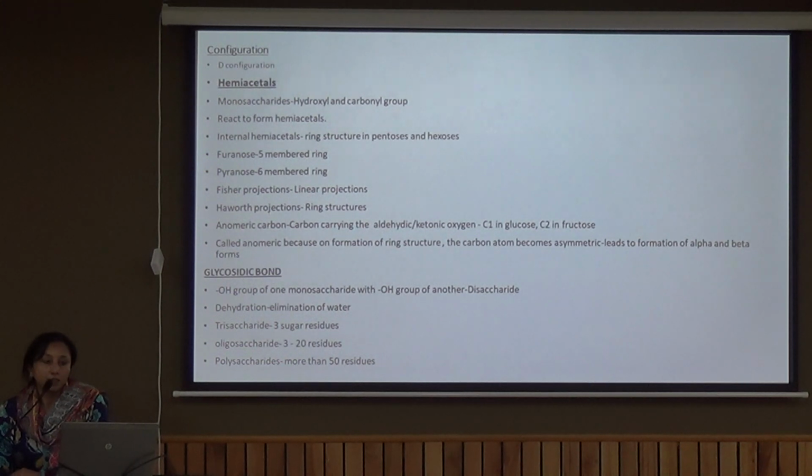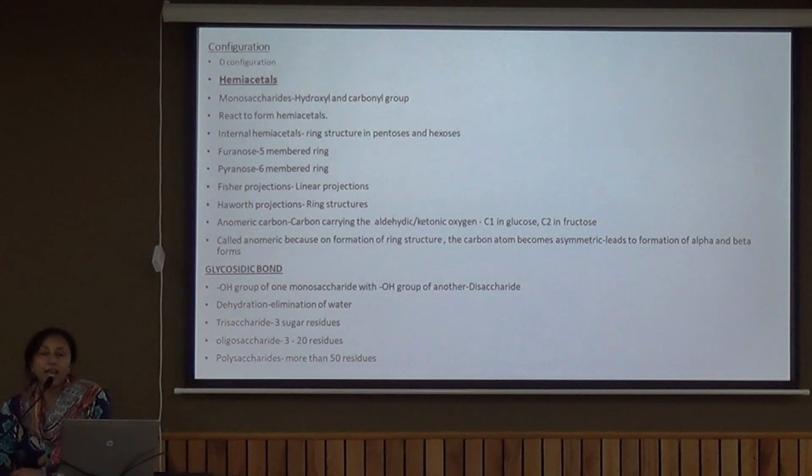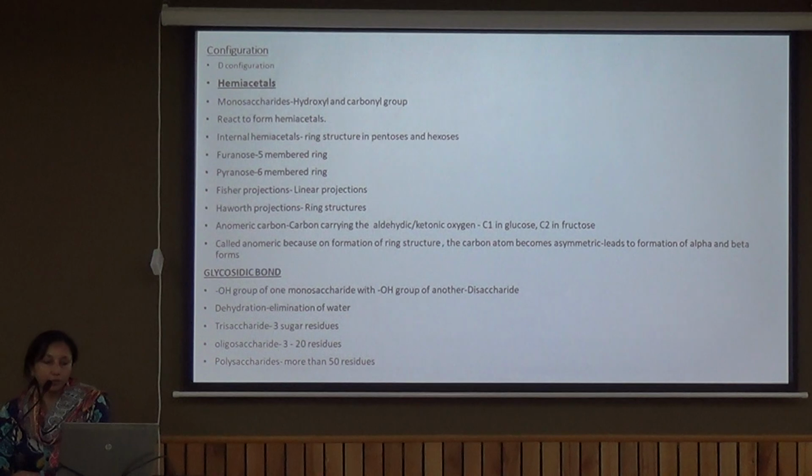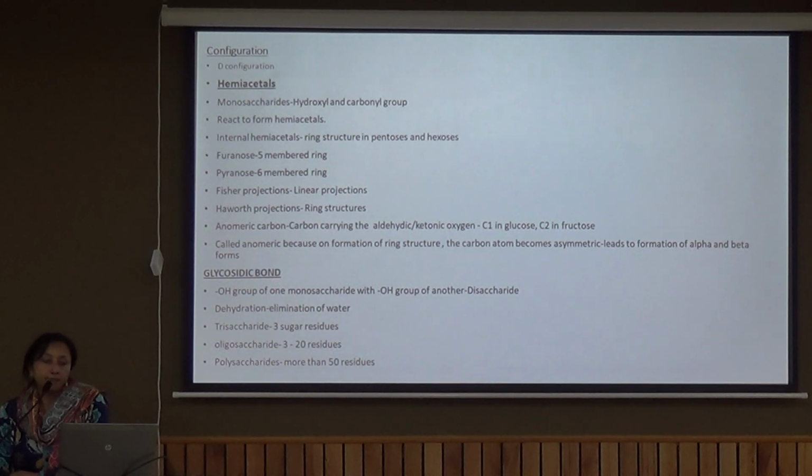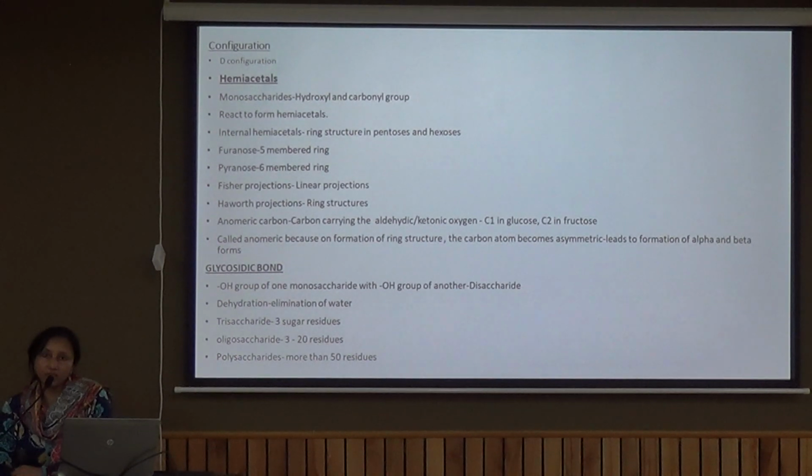What are hemiacetals? They are formed from monosaccharides. Hydroxyl and carbonyl groups react to form hemiacetals. Internal hemiacetals are formed amongst carbohydrates, which lead to formation of a ring structure in pentoses and hexoses. The 5-membered ring is known as furanose and the 6-membered ring is known as pyranose. There were scientists named Fischer and Haworth who gave the structures of the linear forms and the ring forms of carbohydrates. Fischer gave the linear projection, and Haworth gave the ring structure.